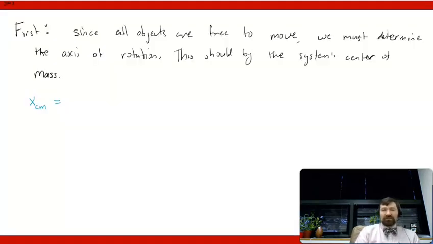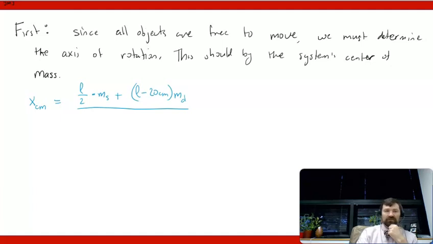If I use this as my center of mass location, remember that to do that you add up the mass times the distance from your common point, and then you divide by the total mass. So that basically means that I'm looking at L over 2 times mass of stick plus essentially L minus 20 centimeters times mass of the puck, or of the disc. I think we've been labeling it MP, so I better keep that consistent. And then we're dividing by mass of stick and mass of puck together.